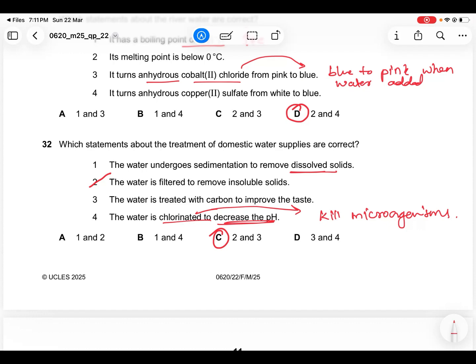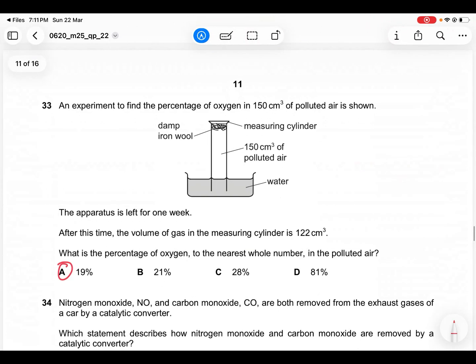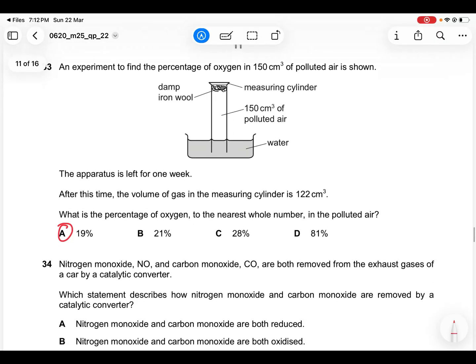So second and third is the correct answer. An experiment to find the percentage of oxygen in 150 centimeter cube of polluted air is shown. The apparatus is left for 1 week. After this time, the volume of gas in the measuring cylinder is 122 centimeter cube. What is the percentage of oxygen to the nearest whole number in the polluted air?